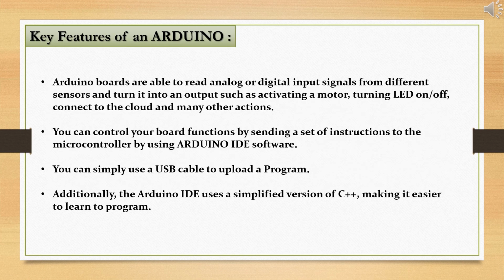Key features of an Arduino. Arduino boards are able to read analog or digital input signals from different sensors and turn it into an output, such as activating a motor, turning an LED on or off, connecting to the cloud, and many other actions. You can control your board functions by sending a set of instructions to the microcontroller by using the Arduino IDE software.